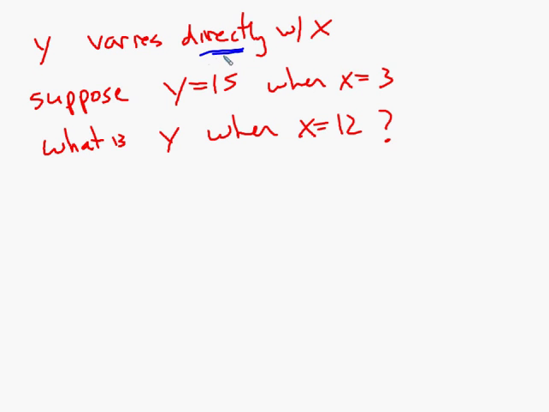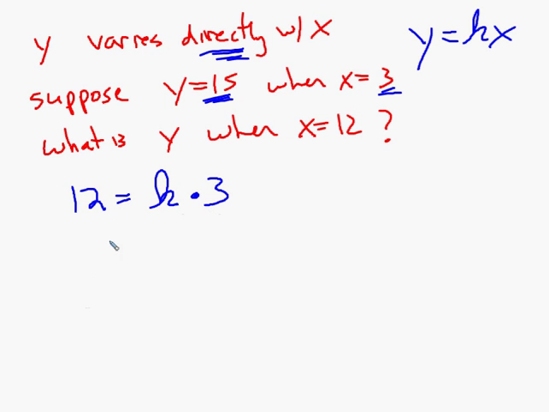Since I'm told this is a direct variation, what formula do I think of? y equals kx. I use it because I'm told that. I'm told y and I'm told x. So y is 12, k times 3. Now what do I do? Divide by 3, so k equals 4. I have found k. That's our constant of variation.